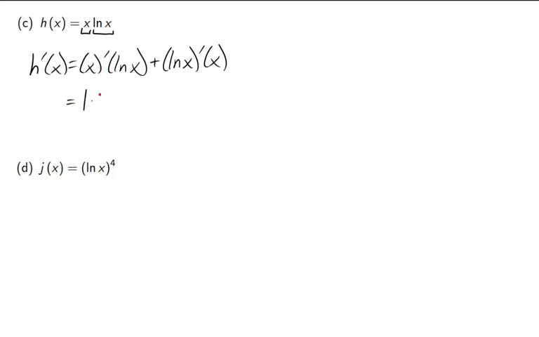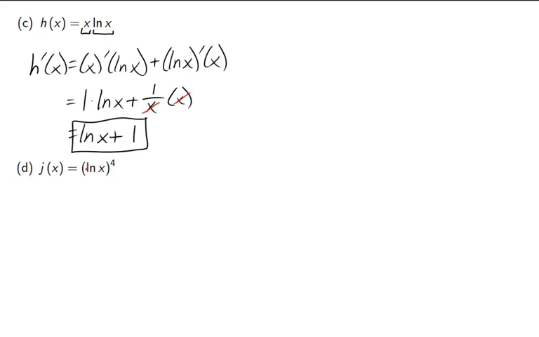I get 1 times the natural log of x. And remember, the derivative of natural log of x is 1 over x, times x. So what happens is I get the natural log of x, and in this term the x's cancel, and I just get plus 1.